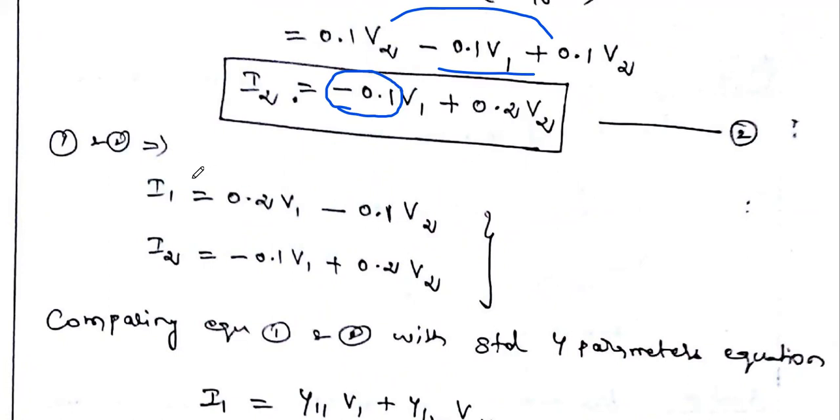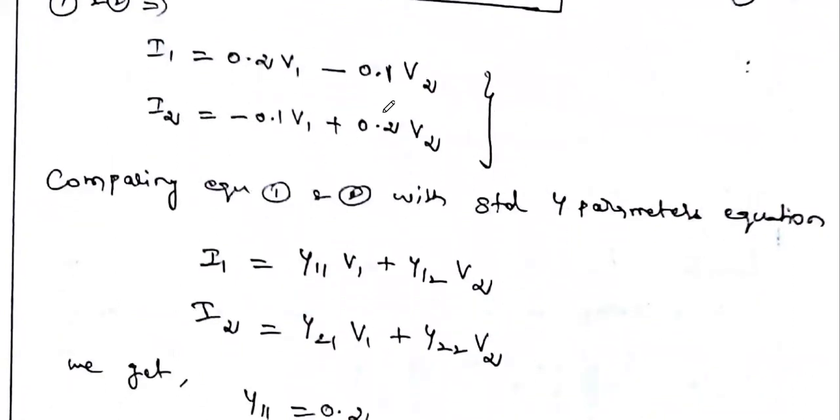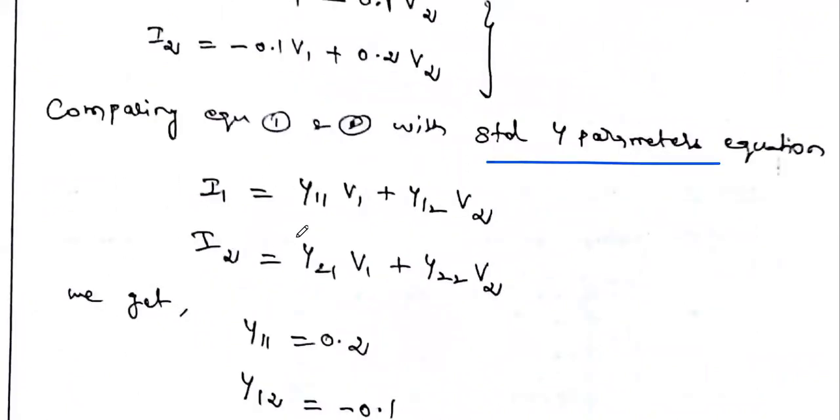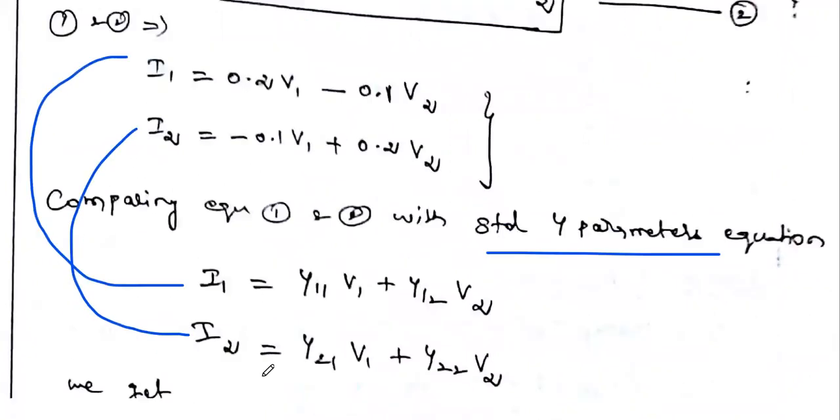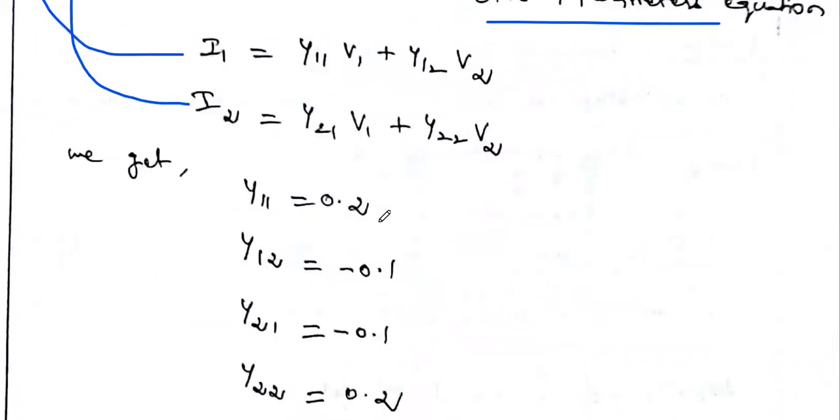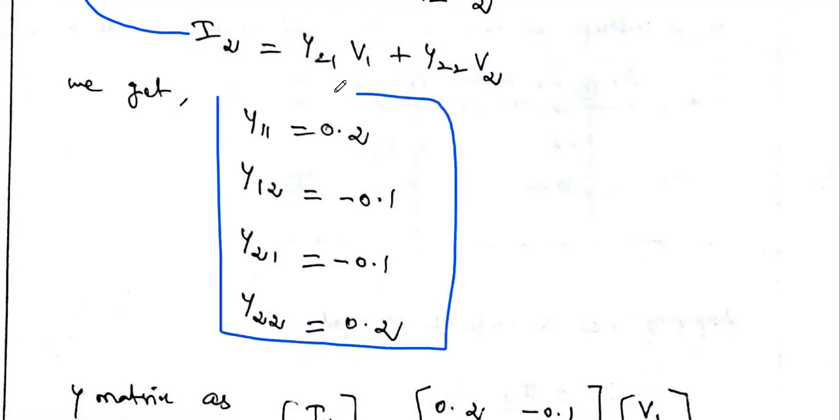So you just write equation number 1 and equation number 2 as they are. Compare these equations 1 and 2 with our standard Y parameter equation. If you compare this I1 equation with this I1, and the I2 equation with this I2, we get Y11 equal to 0.2, Y12 equal to minus 0.1, Y21 equal to minus 0.1, Y22 equal to 0.2. So these are all the four admittance parameters.